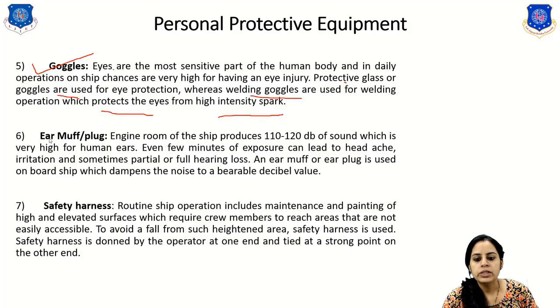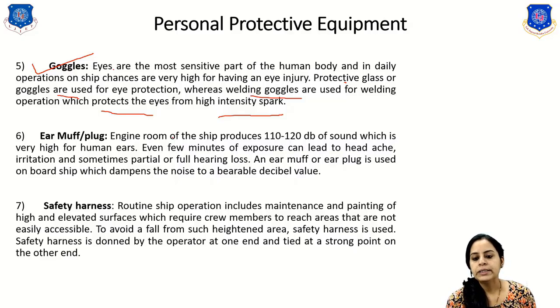Then number 6, which is the earmuff or the earplug. The engine room of the ship produces 110 to 120 decibels of sound, which is very high for the human ear, right? So even a few minutes of exposure can lead to headache, irritation, and partial or full hearing loss, right? So an earplug is used on board, which dampens the noise to a variable decibel value.